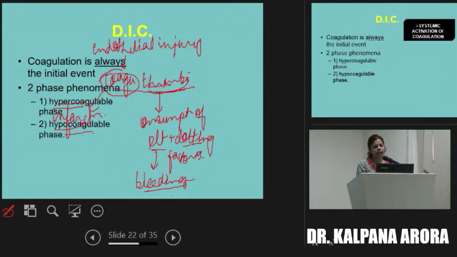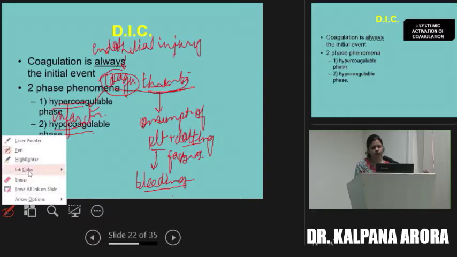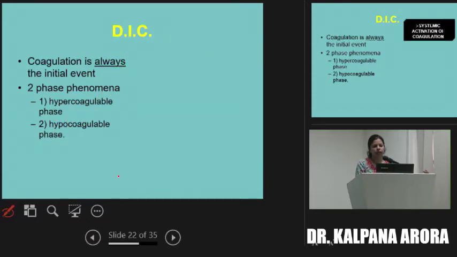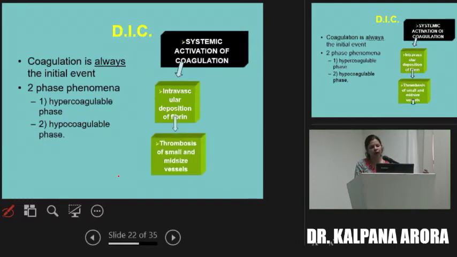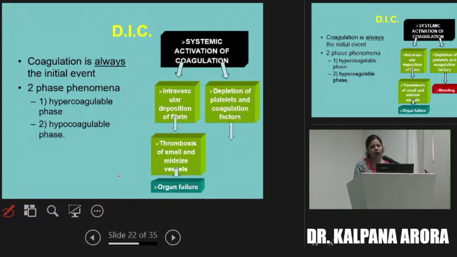Then there is a systemic activation of coagulation, which leads to intravascular deposition of fibrin, and which leads to thrombosis of small and mid-sized vessels, and which leads to organ failure in the form of infarction. Then there is a depletion of platelets and coagulation factors, which leads to bleeding. Clear? These two things should be very clear, that there is coagulation and thrombosis and there is bleeding. You should remember all these things, because DIC is one of the important topics from the exam point of view.